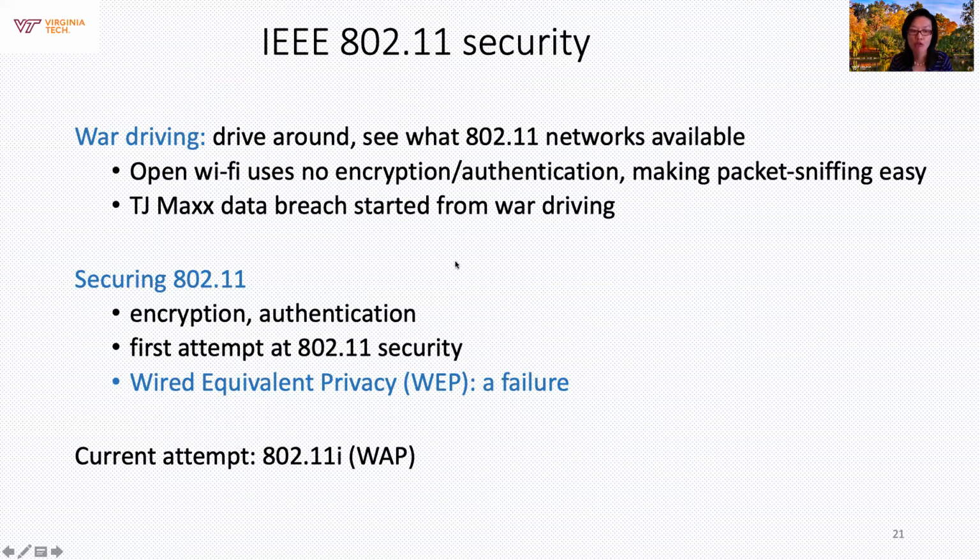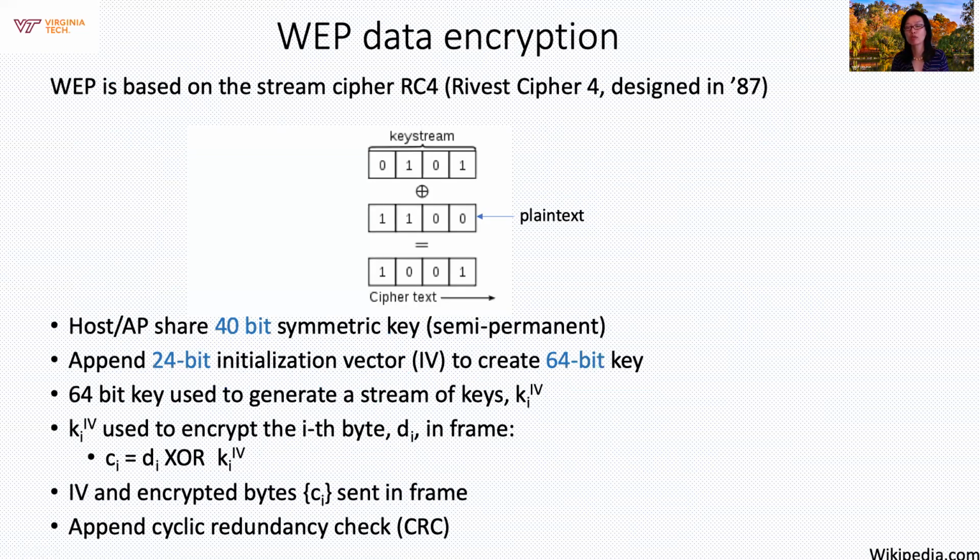Most of our effort today will be explaining what Wired Equivalent Privacy, WEP, is and why it fails. It's the first attempt. It started back in, I think, the 90s, so a long time ago. It was designed a long time ago. It uses a stream cipher.